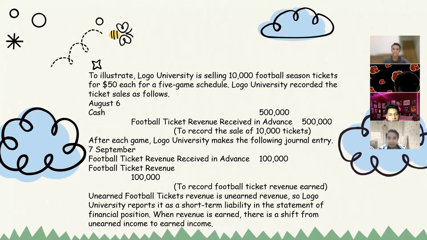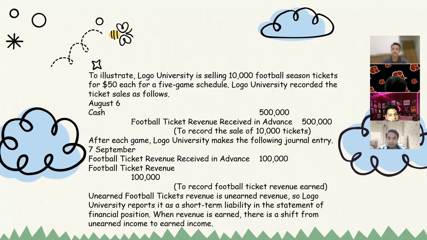The next is to illustrate. To illustrate, Logo University is selling 10,000 football season tickets for $50 each for a 5-game schedule. Logo University recorded the ticket sales as follows on August 6. Cash is 500,000 and football ticket revenue received in advance is 500,000. This is the record of the sale of 10,000 tickets.